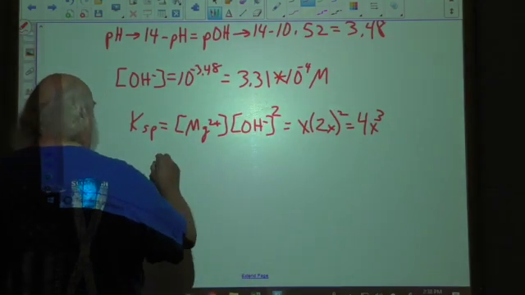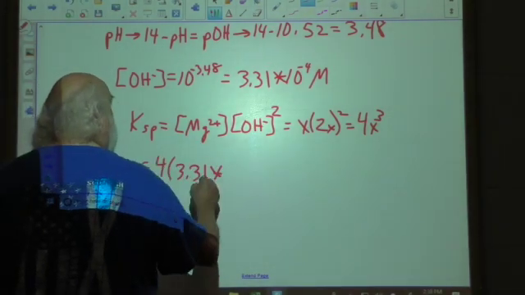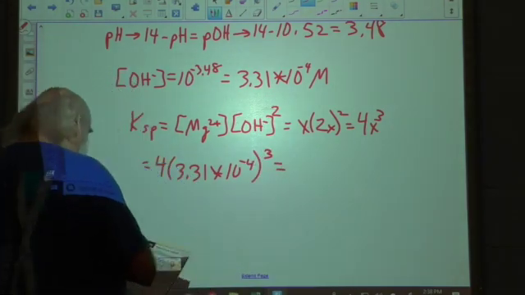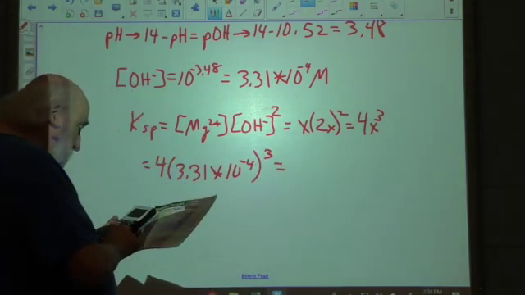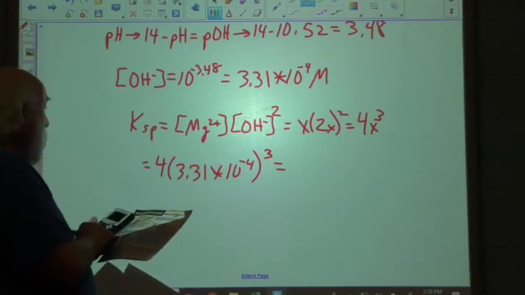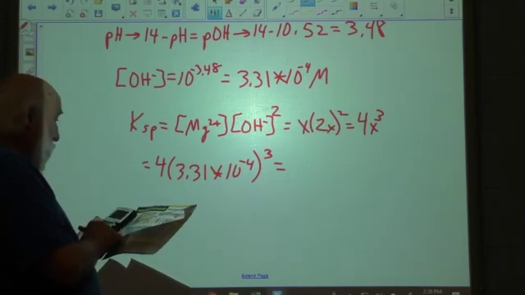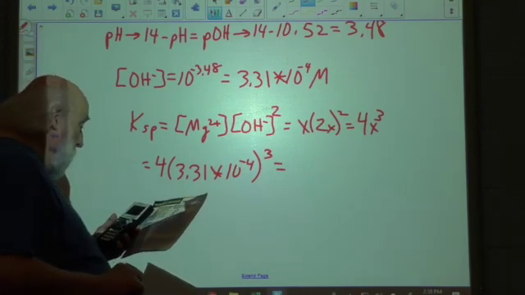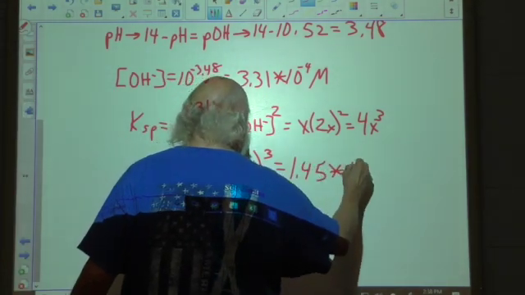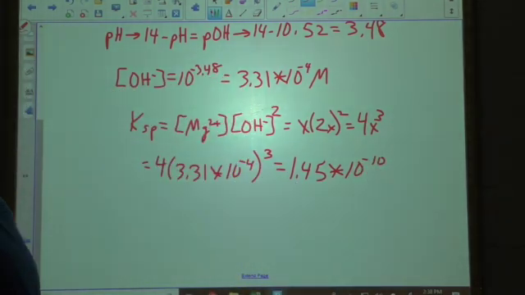So this is going to be 4 times (3.31 times 10 to the negative 4) quantity cubed. So 4 times parenthesis 3.31 E negative 4 quantity cubed. And we get 1.45 times 10 to the negative 10. Okay, so that's how we come up with Ksp.